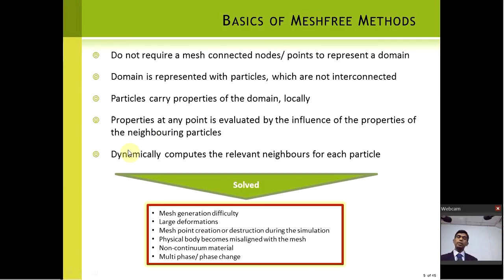So these 2 points are very important. The properties at any point are evaluated by some average influence of the surrounding particles. And the last point is very important, which is the key difference: mesh-free methods dynamically compute the relevant neighbors. So unlike mesh-based FEM methods, the benefit is that we compute dynamically. We'll see. So thereby, due to these key concepts, we can minimize these issues.